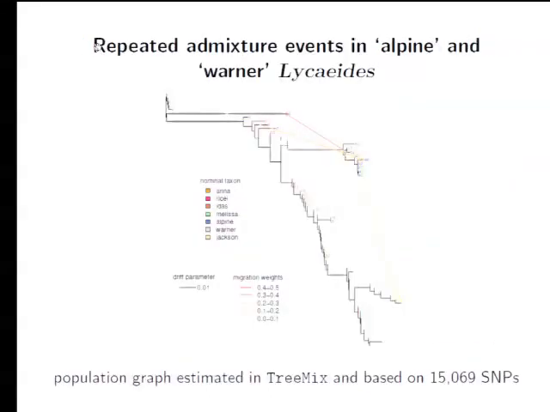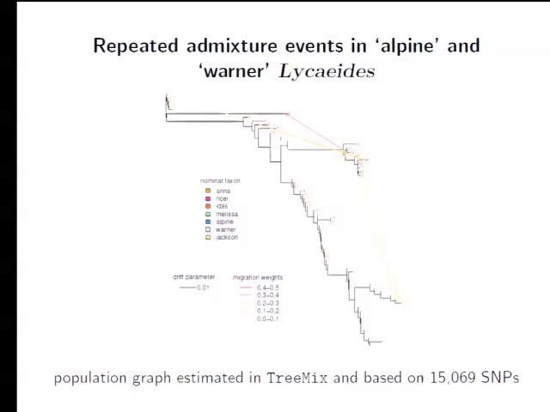I looked at this another way, though, using the software TreeMix, which in essence first builds a maximum likelihood tree, a bifurcating tree based on correlations in allele frequencies across many loci. Here again, we're at that 15,000 common SNP data set. It then adds migration edges to that tree to try to increase the fit of the overall tree to the data. Here, a tree with seven migration edges explains the data fairly well.